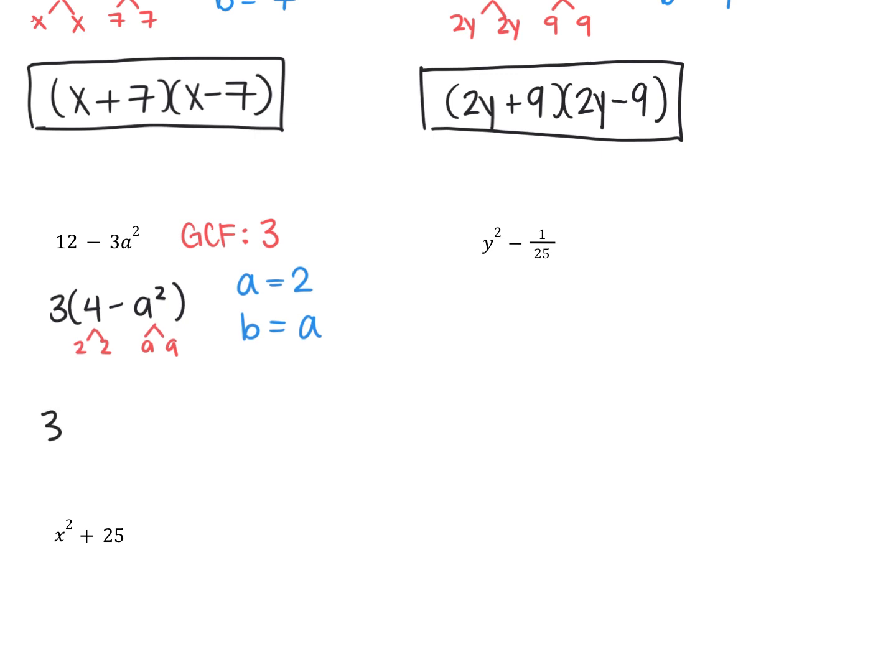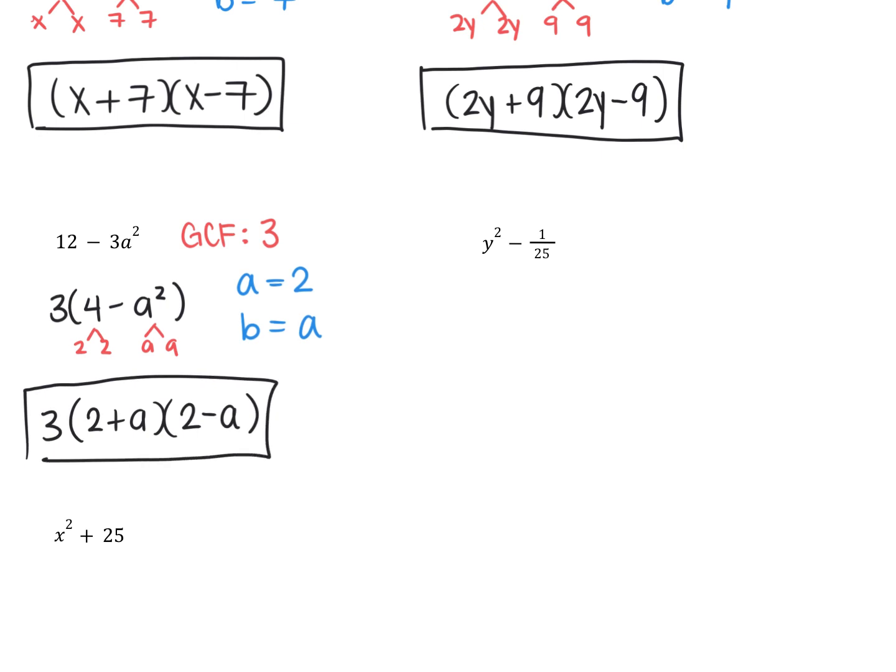It does matter how you write a difference of squares, because the order of subtraction does matter. So this is going to be written as 3 times 2 plus a, 2 minus a. So the 2 plus a I can technically write as a plus 2, and it's the same thing. But 2 minus a and a minus 2 are not the same thing. So it does matter where my variable is and where my perfect square number is when I factor.